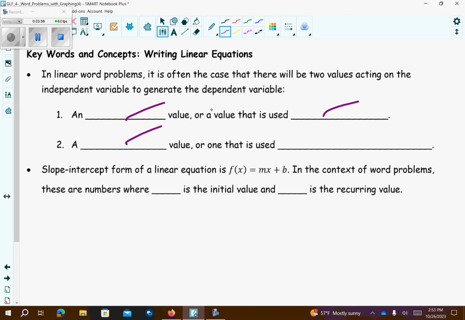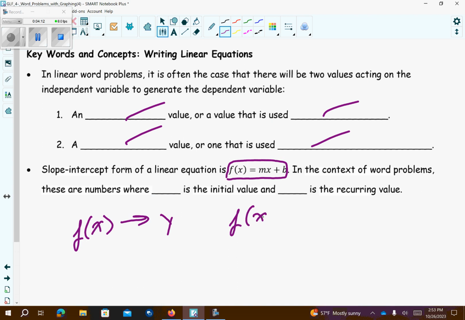I'm not going to worry about these. And then this is called slope-intercept form of a linear equation. Okay, f of x. Remember, f of x is another word for saying y. So if I had f of x equals mx plus b, that means it's also y equals mx plus b. They mean the same thing. This is just called functional notation. In the context of word problems, b is the initial value and m is the recurring value. And we'll talk about that a little bit more on later questions.